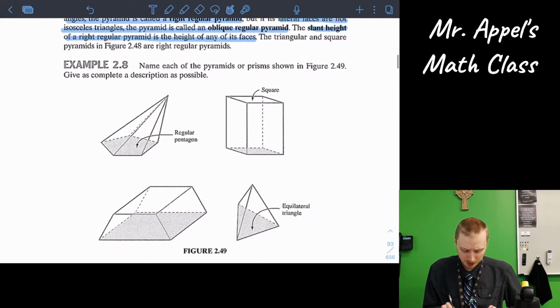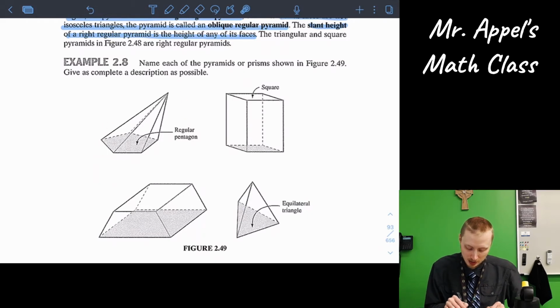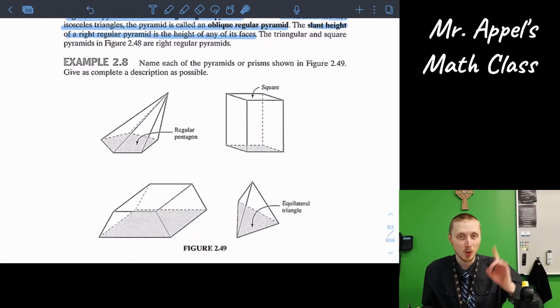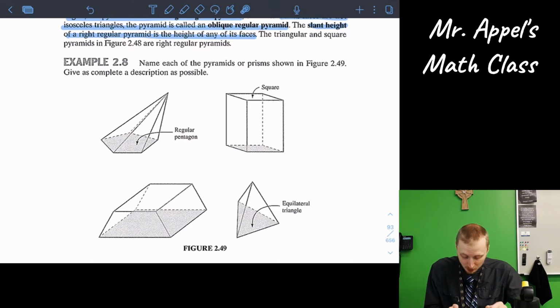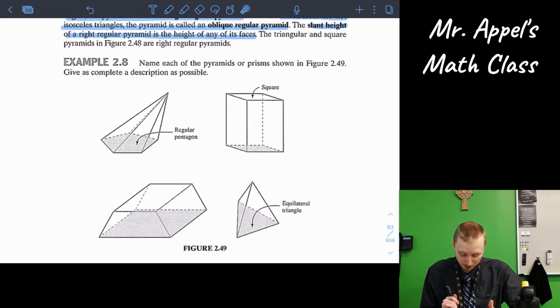All right, let's take a look at a few example naming exercises here. Name each of the pyramids or prisms shown in 249. Give as complete a description as possible. It's not enough to just say, it's got a pointy bit. Must be a pyramid. What kind of pyramid? We have a pentagonal base, so it must be a pentagonal pyramid.